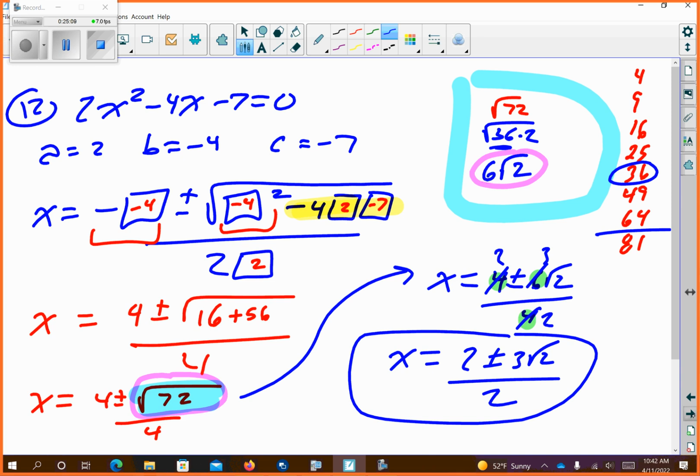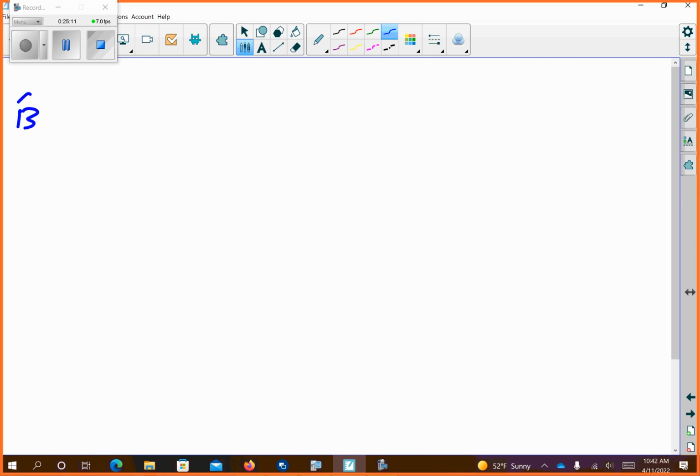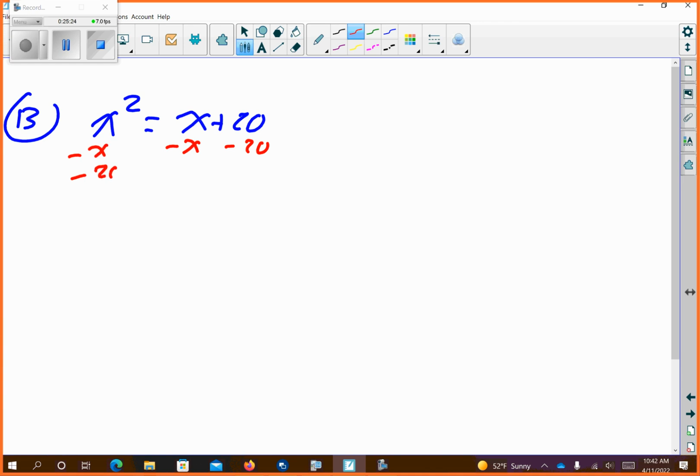All right, number 13. x squared equals x plus 20. I cannot solve this one at this point. Why not? It's not equal to 0, so I'm going to subtract those from both sides. That's going to give me x squared minus x minus 20 equals 0.